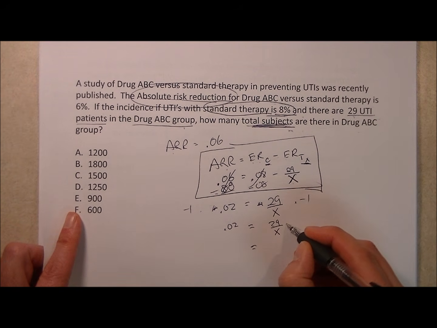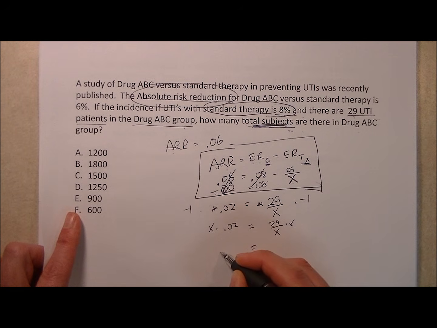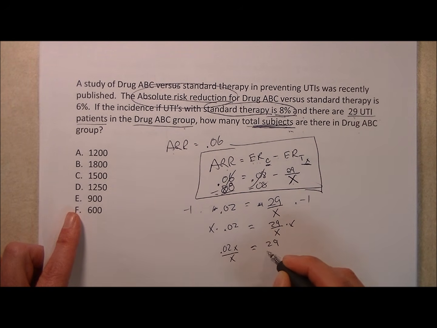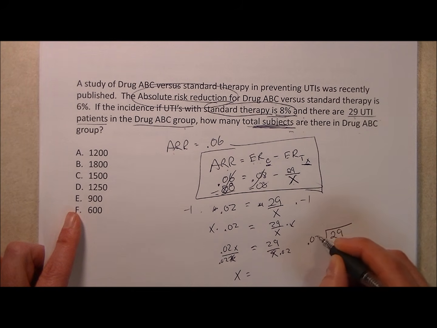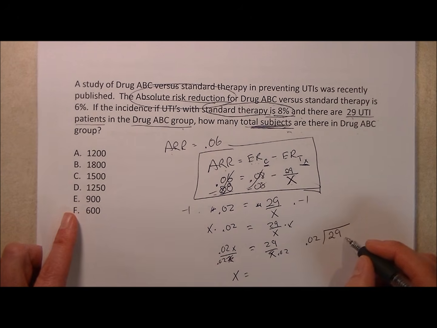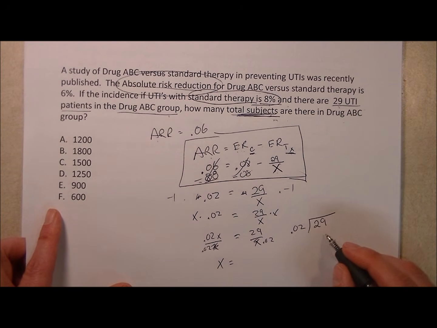So again, solving for x, I can multiply both sides. 0.02x equals 29, and I can divide by x. Oh, what am I doing? I'm doing the same thing. I'm divided by 0.02, I'm sorry. So x equals 29 divided by 0.02. So then I take this, I say, well, can I divide 29 divided by 0.02?